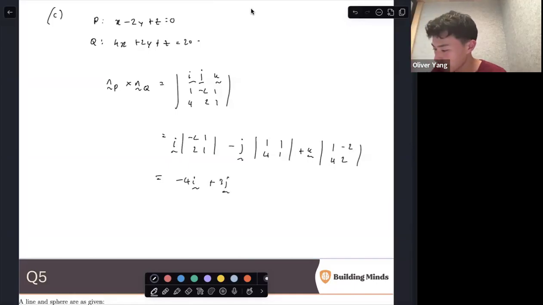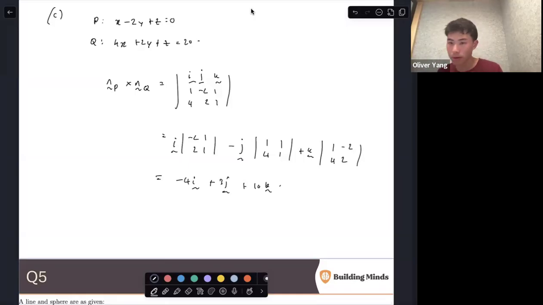And then 2 minus 8 is... wait, what? Minus, yeah, it's 10, right? So this should be plus 10k. So you got the direction, and this will be the direction vector of the line, which is what's happening with the intersection.